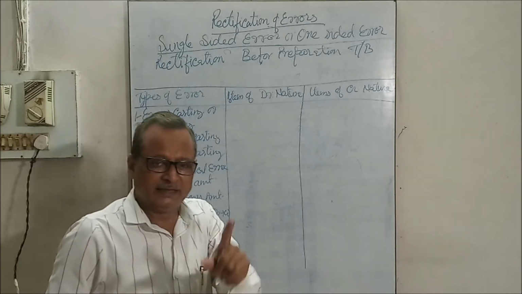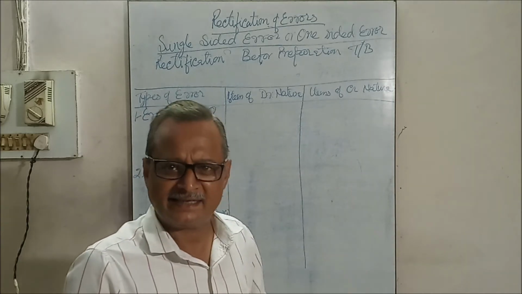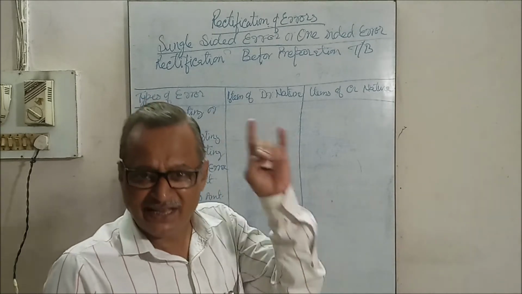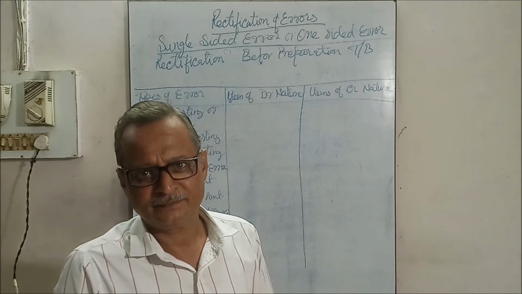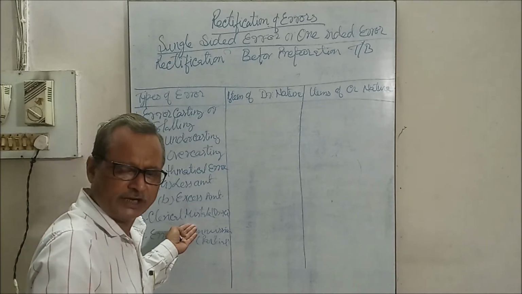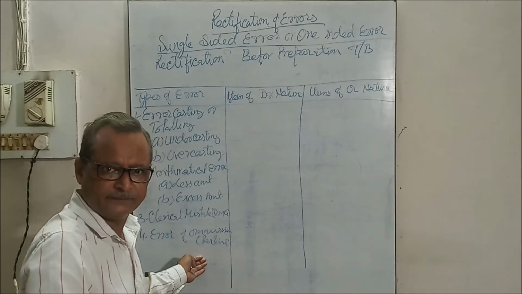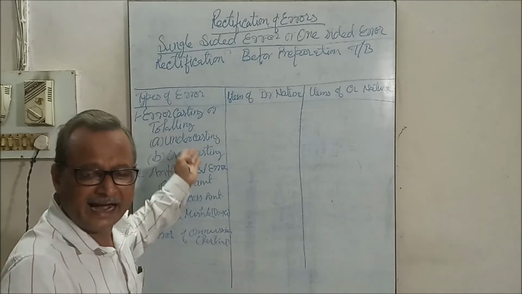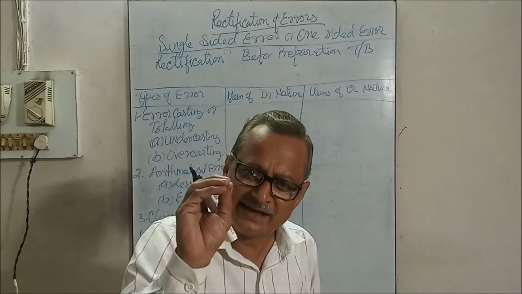Again, I repeat, in the previous class I gave you how to identify single-sided and double-sided errors. In that, I said that if errors have been committed in the posting, either arithmetical error, clerical mistake, wrong side posting, or partial omission, meaning in one account it is posted, in the other account it is not posted, and error of casting, meaning totaling error either in book or in account, that is a single-sided error.